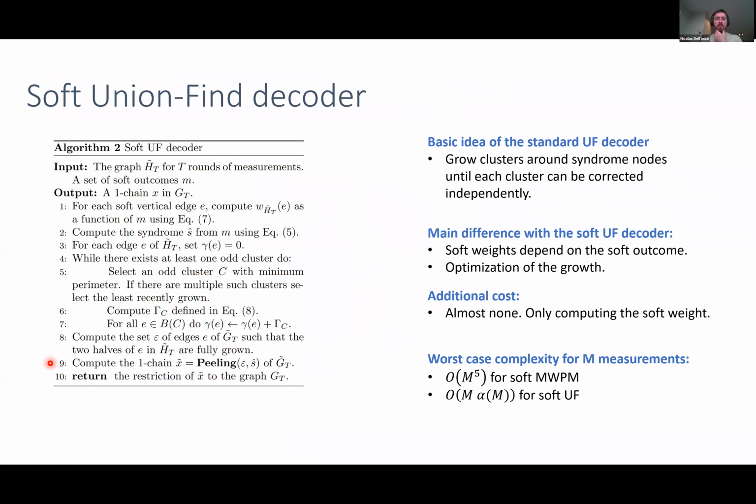So after modifying the union find decoder, we obtain a soft union find decoder. And the main difference is that we optimize the growth a little bit, but we need to take into account the soft weight. So similarly to the minimum weight matching, the main difference is that we need to compute those soft weights dynamically, which has almost no cost. And there is no change in the pre-computation. So in the end, we obtain a soft union find decoder whose complexity is almost linear instead of m to the 5 for the minimum weight matching for m measurements.